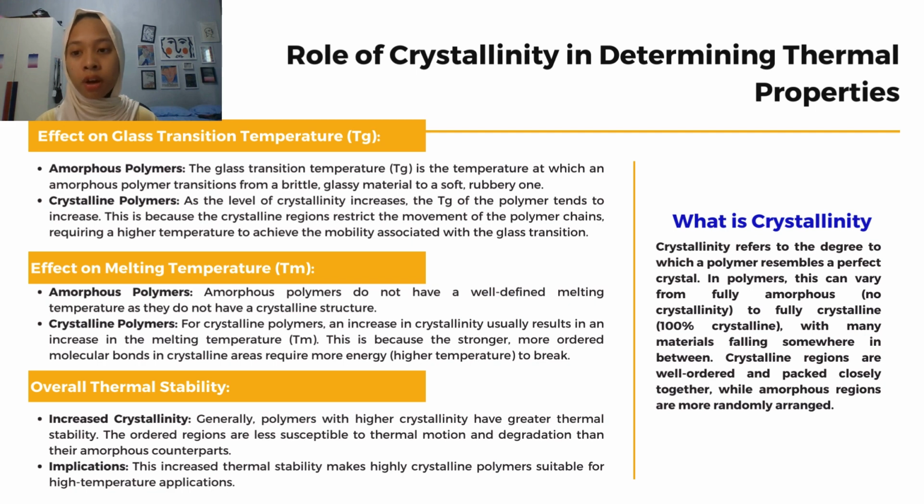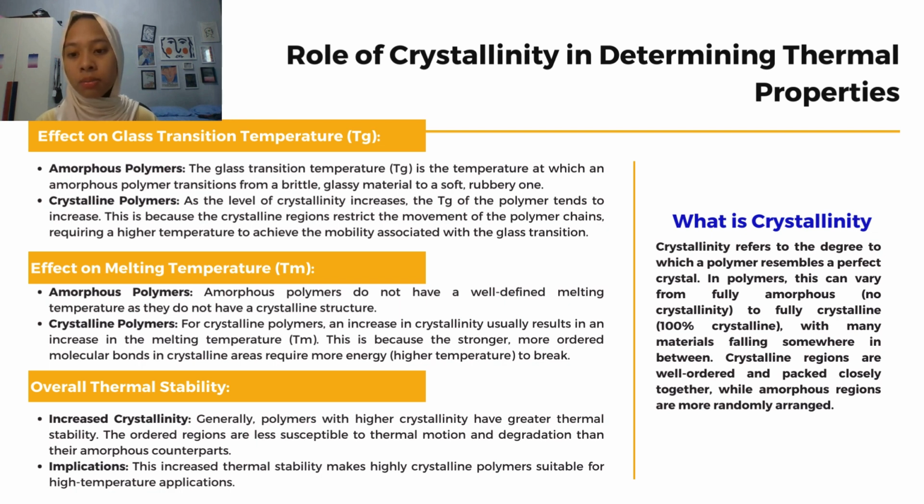For effect on glass transition temperature or Tg, starting with amorphous polymer, the Tg is the temperature at which amorphous polymer transitions from a brittle, glassy material to a soft rubbery one. For crystalline polymer, as the level of crystallinity increases, the Tg of the polymer tends to increase. This is because the crystalline regions restrict the movement of the polymer chains, requiring a higher temperature to achieve the mobility associated with the glass transition.